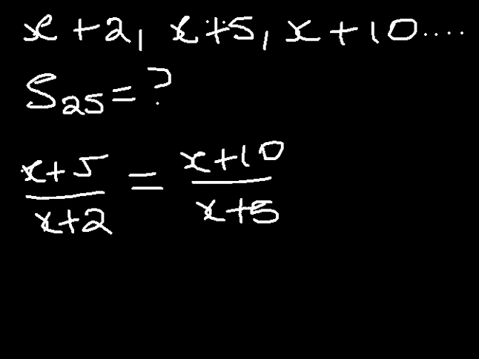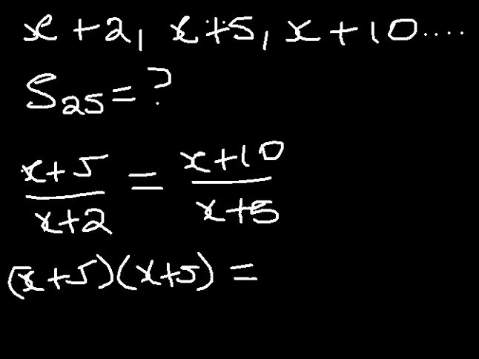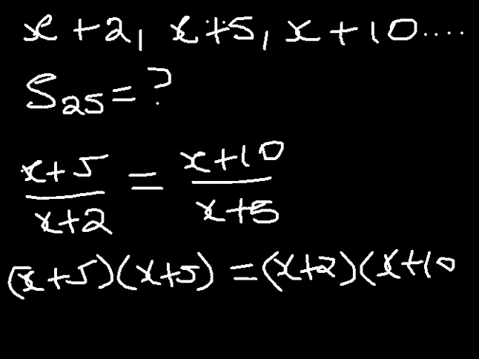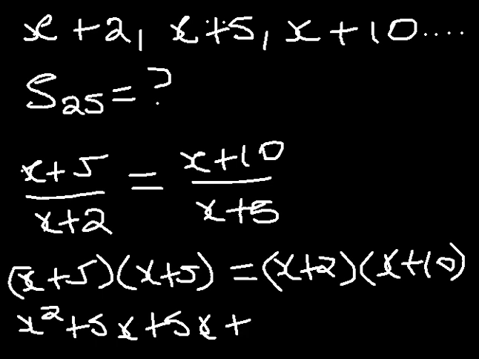Then our cross multiplication will give (x+5) times (x+5), which is equal to (x+2) times (x+10). So that is the same as x squared plus 5x and also plus 5x as well, then plus 25, which is equal to x squared. So we just have to expand them.